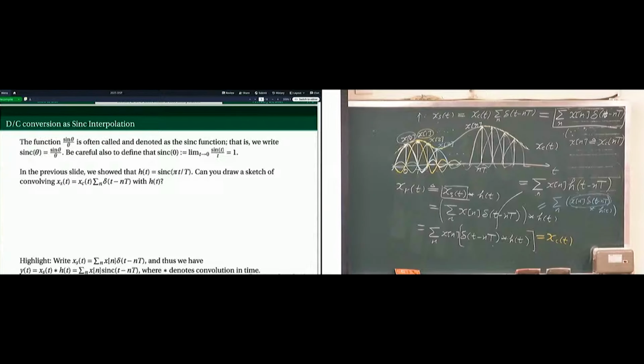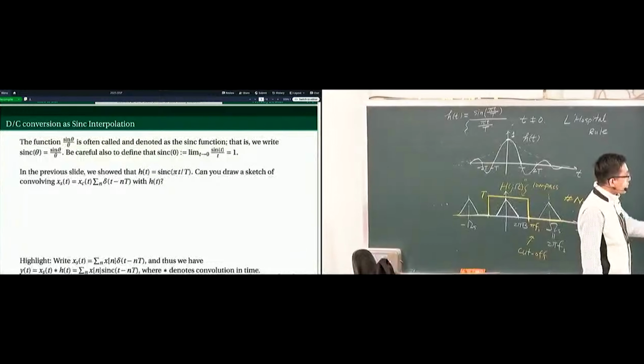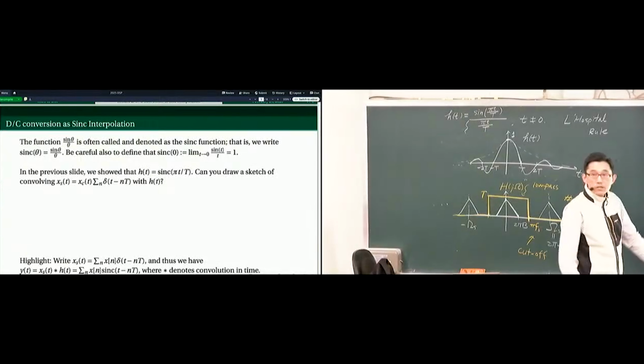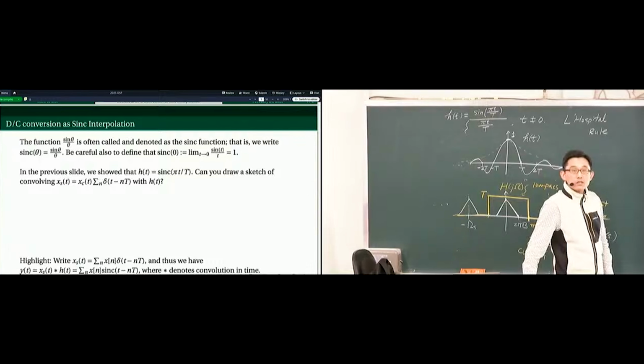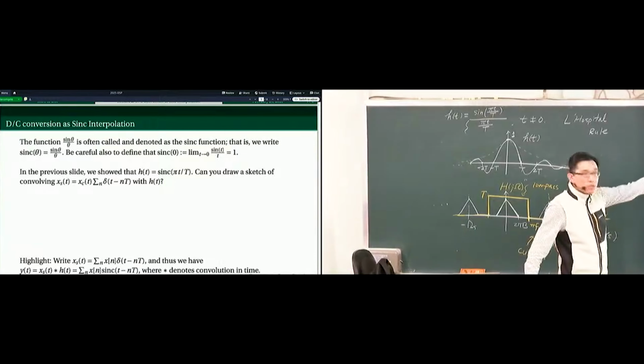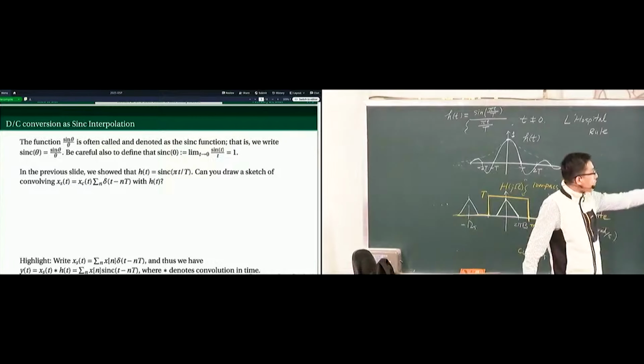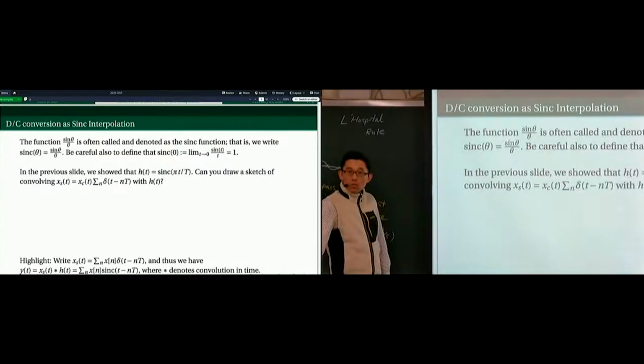So that's an exercise that hopefully demonstrates to you that you can draw a sketch of this convolution, and the result is simply adding all the Sinc functions. I say that this operation is an interpolation. You can call it Sinc interpolation.